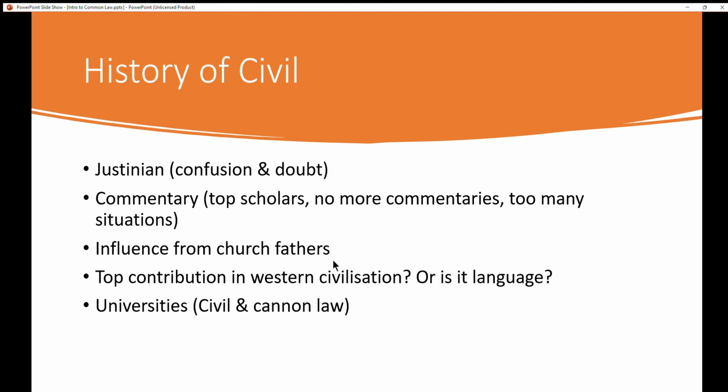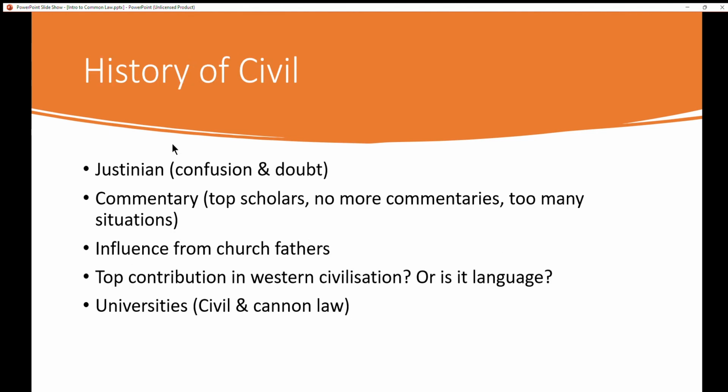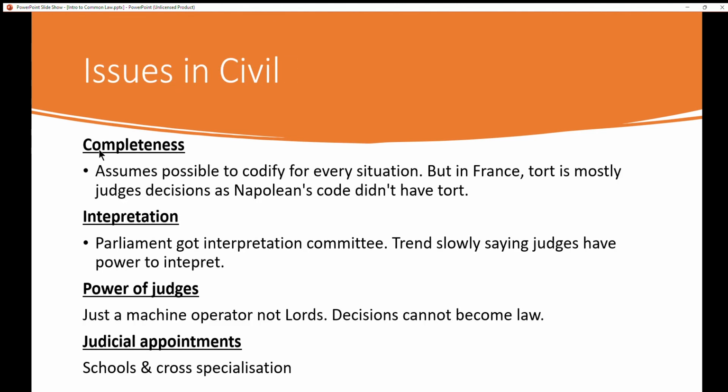Of course, then universities. They went to universities to study, so they will study civil law and canon law. Canon law is like the church law. So lawyers will be trained normally in both. That's how civil law developed. Then completeness. So you got issues like you need to codify every situation.